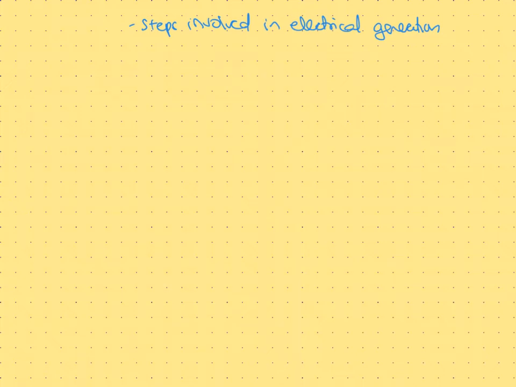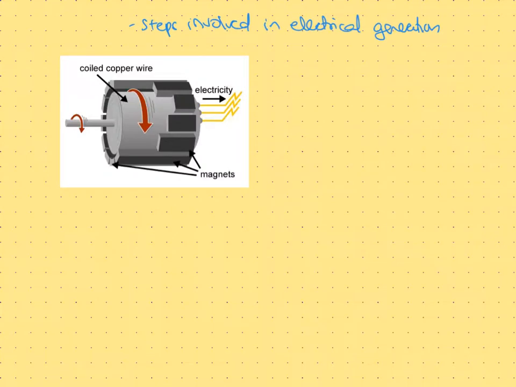This video looks at all the different steps involved in electrical generation. Essentially, electricity is generated by spinning a big coil of wire in between a couple of magnets. All of the energy resources that you've looked at, with the exception of solar energy, find some way of making this coil of wire spin.